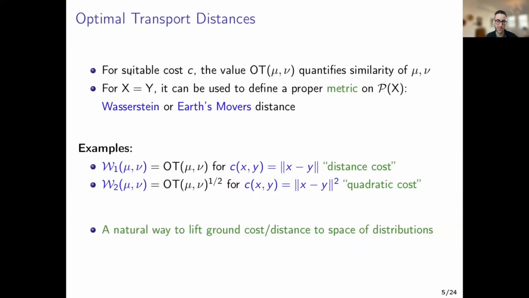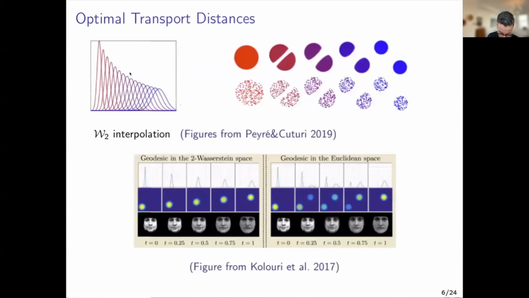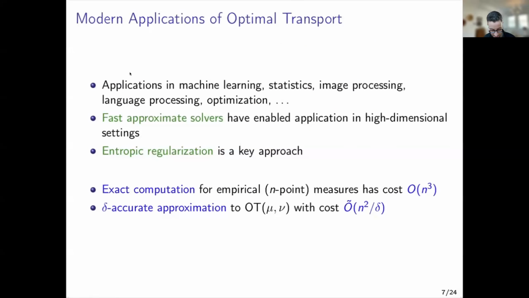Okay, so generally you start with a metric on your ground space and you lift it to a metric on the space of probability distributions. This is very heavily used. I'm going to skip this slide in the interest of time. Very heavily used these days in data-rich environments to compare two distributions of possibly different nature.